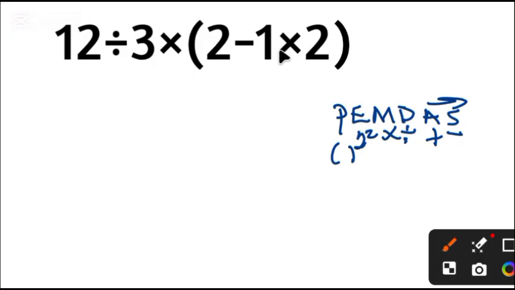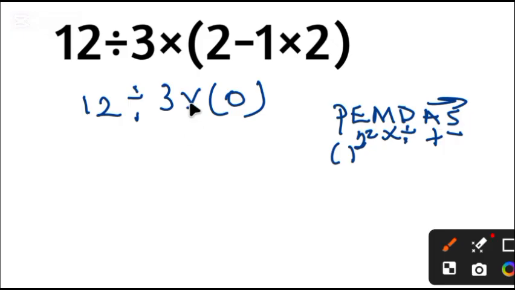Multiplication has higher priority than subtraction. So we'll do the multiplication here. 1 times 2 will give us 2. And 2 minus 2 will give us 0. Alright? 0 times 3 divided by 12.